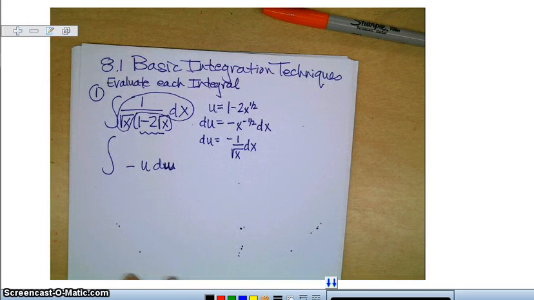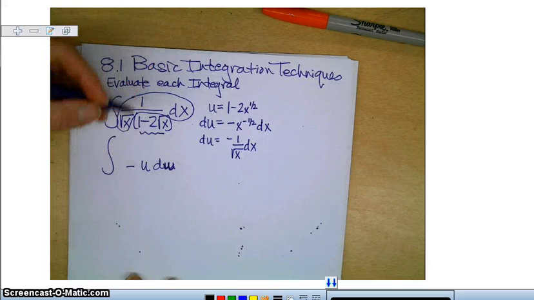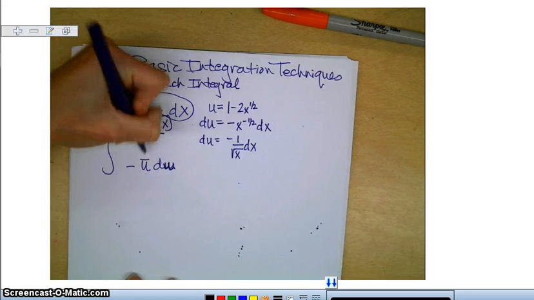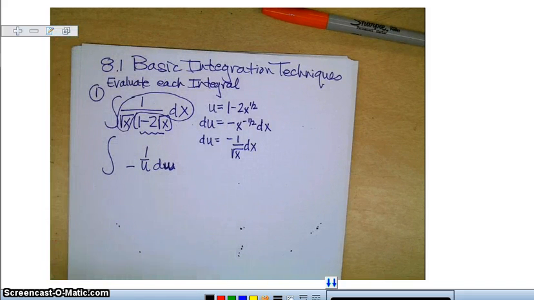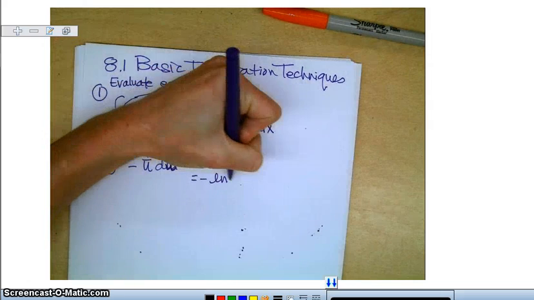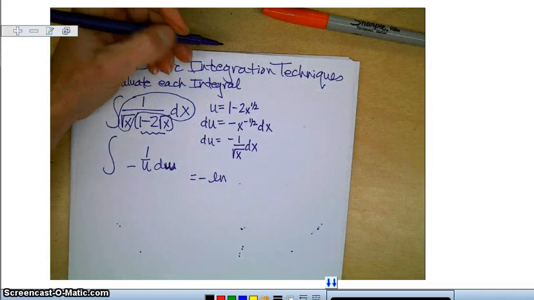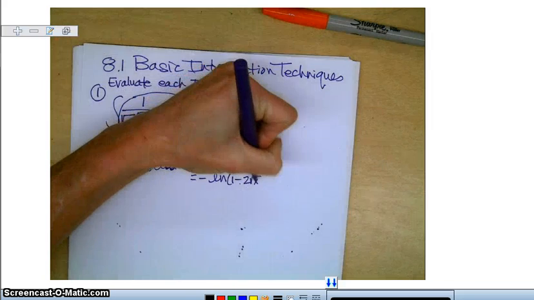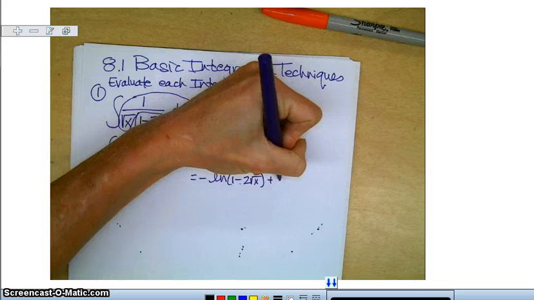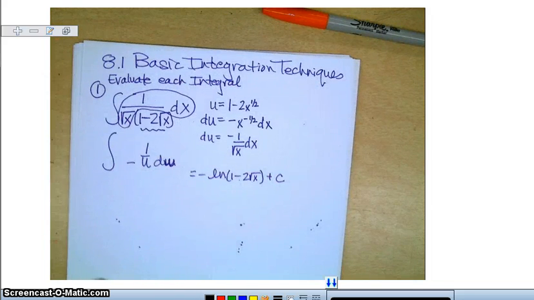Are you able to find that antiderivative fairly easily now? Shouldn't it be negative 1? Oh, yes, it should be u to the negative 1, and the du is not on the bottom, it's after it. Does that make sense? So what's the antiderivative of negative 1 over u du? Negative ln of u. Well, what's our u? 1 minus 2 radical x, and then plus c. And there's my antiderivative.